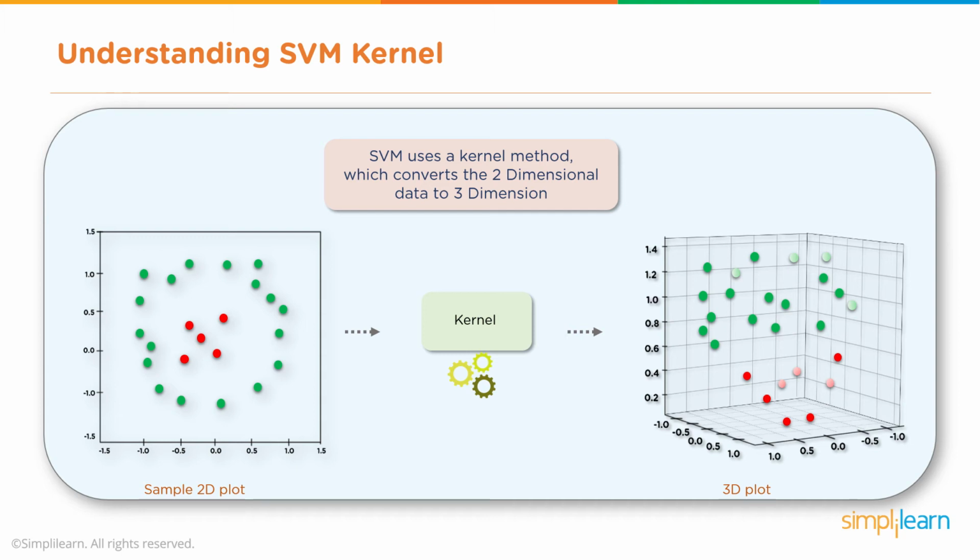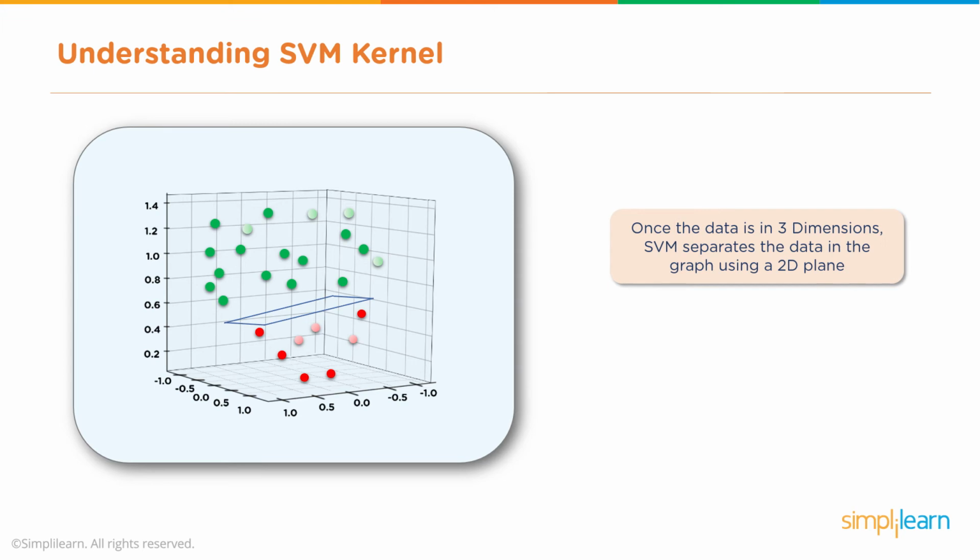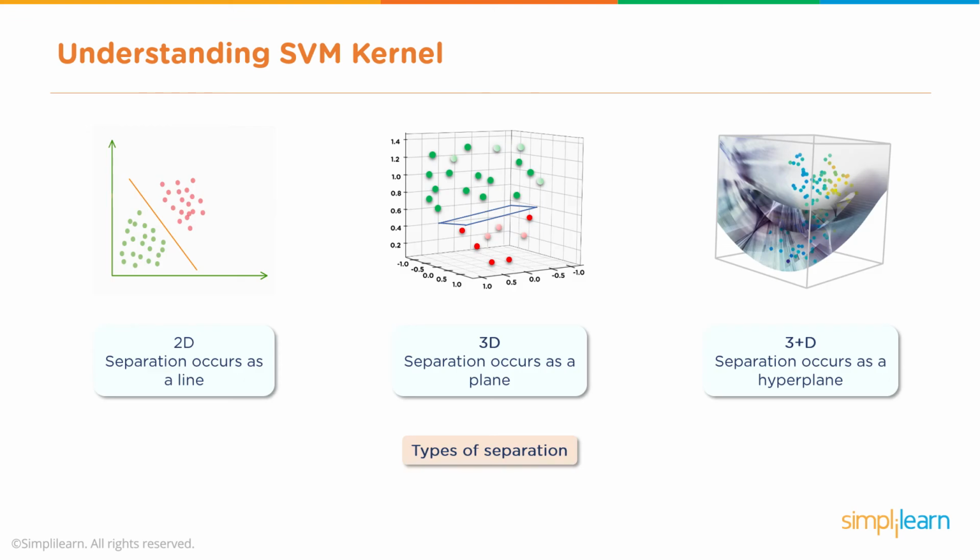Here we clearly could draw some planes between the green dots and the red dots. And of course, we could draw an infinite number of planes separating those two classes, but we would draw the one that would maximize the margin. So if we let R be the number of dimensions, then the kernel function would convert a given two-dimensional space to a three-dimensional space. And as I said, once the data is separated in three dimensions, we can apply SVM and separate the two groups using a two-dimensional plane. And this is analogous in the higher dimensions. And that last picture on the right-hand side would be some type of depiction of a higher dimension hyperplane.